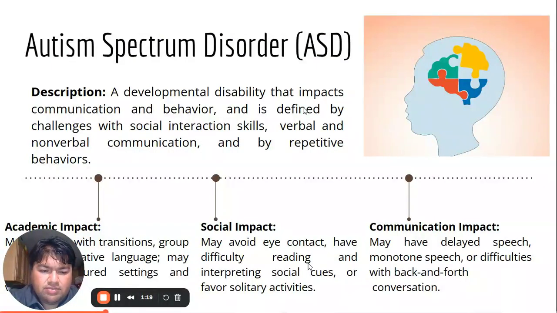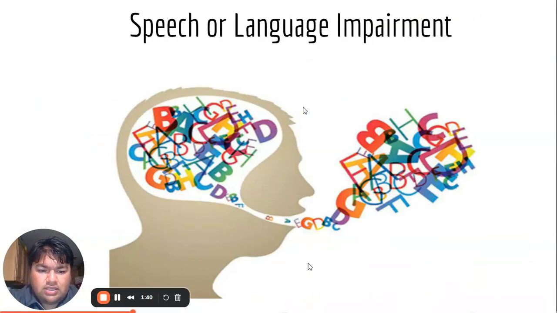Next, we have autism spectrum disorder, which is a developmental disability that impacts communication, behavior, and social interaction. Academically, students may need structure and visuals to support learning. Socially, they might avoid eye contact or misread social cues, and communication may be delayed or monotone with difficulty in back and forth conversations.